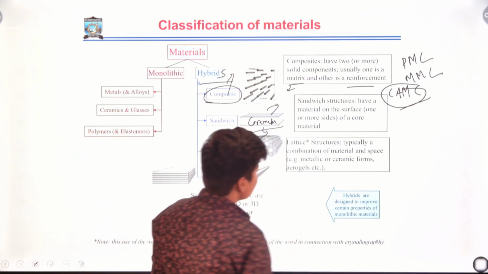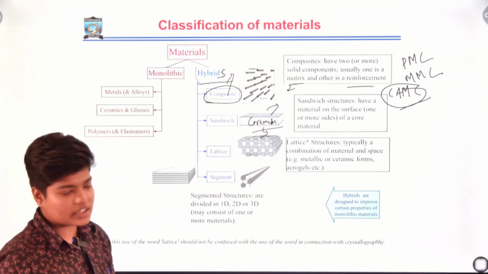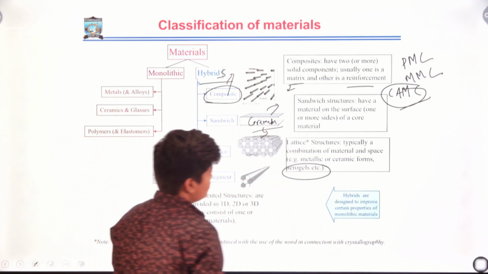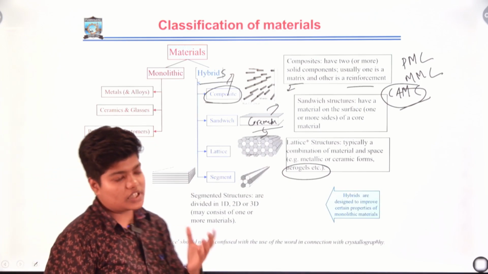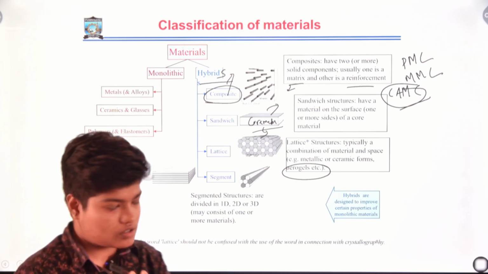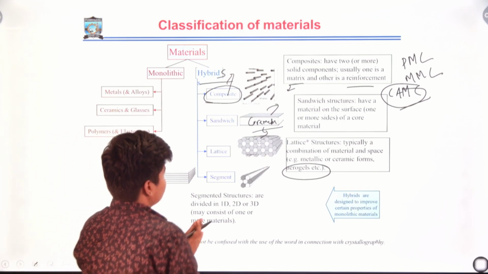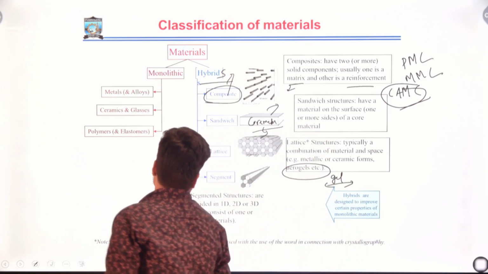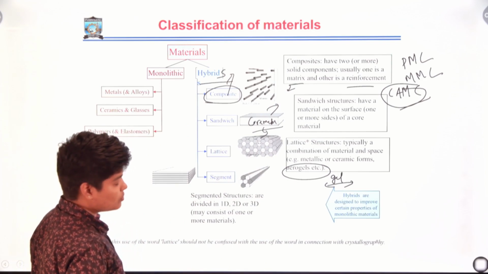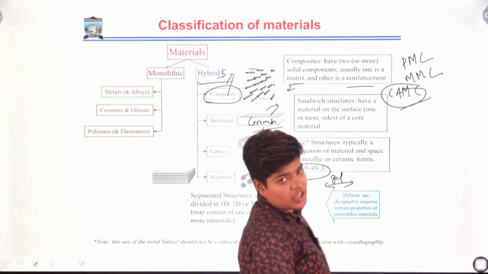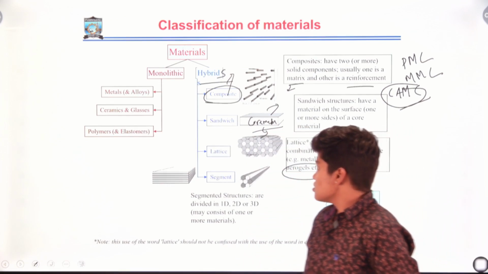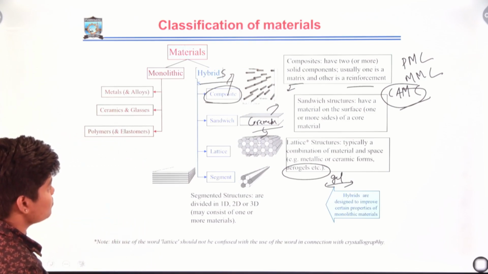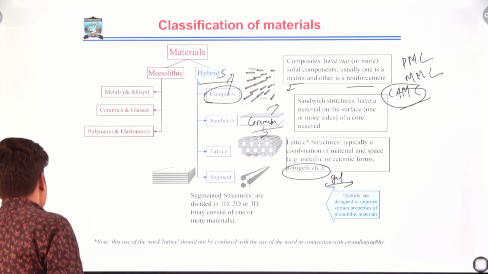Now the lattice is typically the combination of one material and space, like air. An example is aerogel. It is a type of gel in which the liquid is replaced by a gas. This is classified in terms of lattice. Now the segment structure can be divided into 1-dimensional, 2-dimensional, and 3-dimensional according to their dimensional structures. So these are the materials, monolithic and hybrid, and according to their different arrangements, they are classified into different categories.